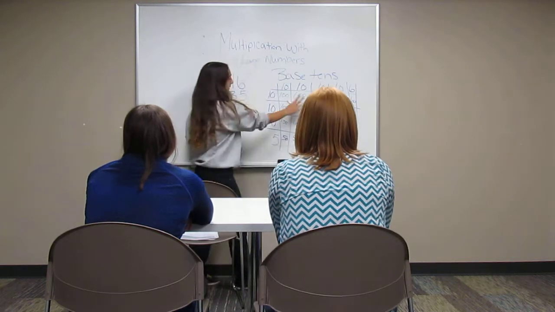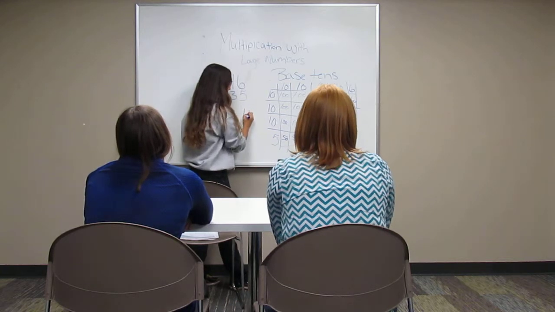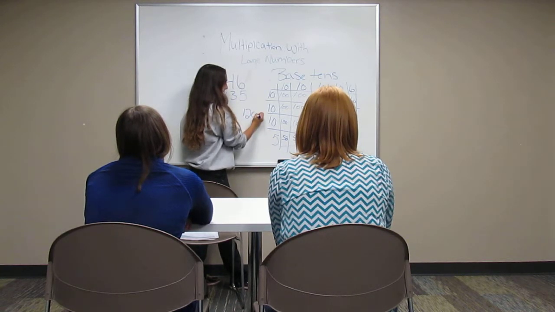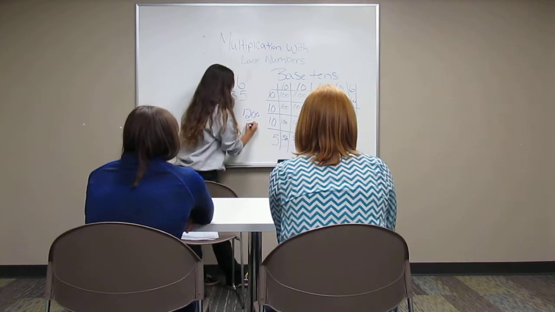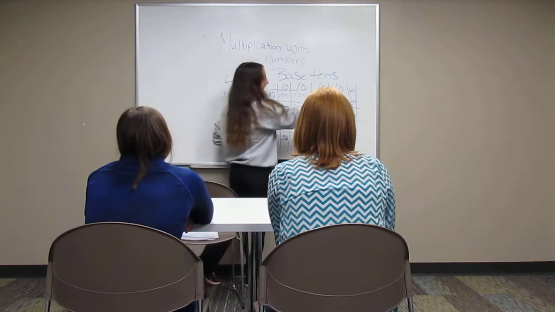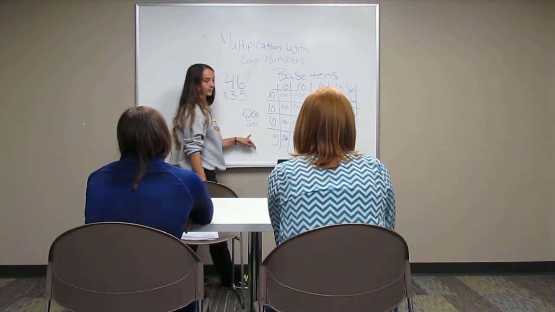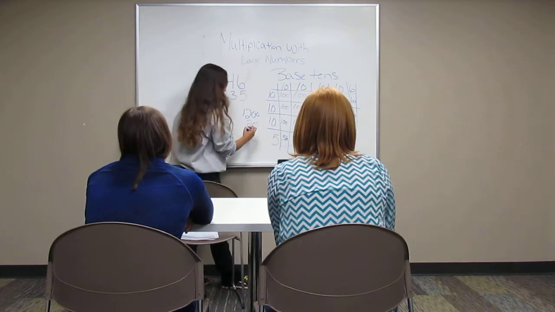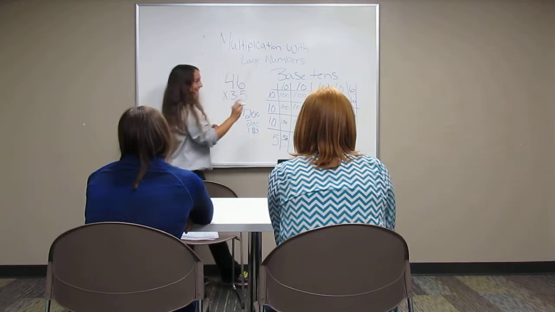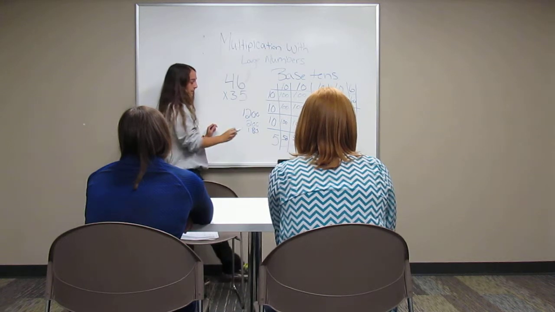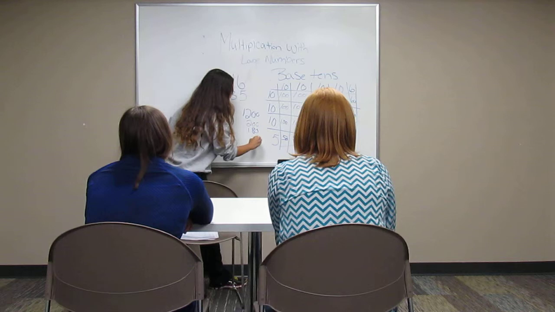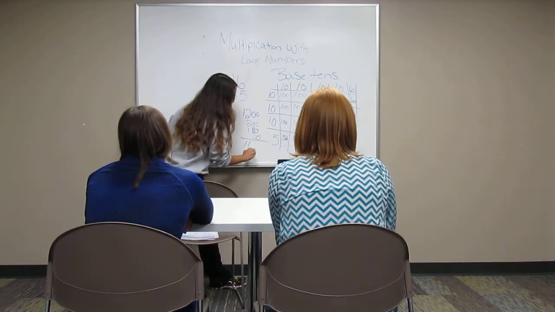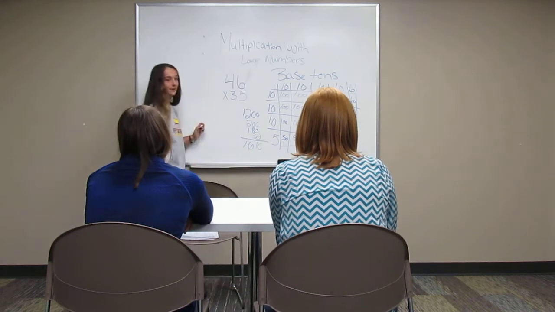So now if we count up all of our hundreds, we have 12 of them, so we have 1,200. And then our 50s are 200. And our 60s, 60 plus 60 plus 60 is 180. And then the 5 times 6, which gave us 30, so we'll add that on. And we're going to get our answer of 1,610.